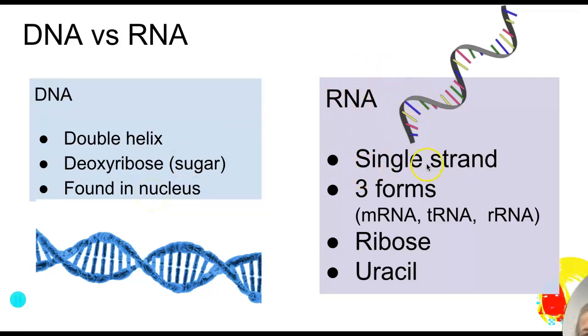RNA is a single strand. It has 3 major forms, mRNA, tRNA, and rRNA. We'll learn about those later. But it has a ribose sugar in its backbone or along the rung of its ladder. And instead of A binding to thymine, it binds to uracil in RNA. So uracil is like RNA's version of thymine.